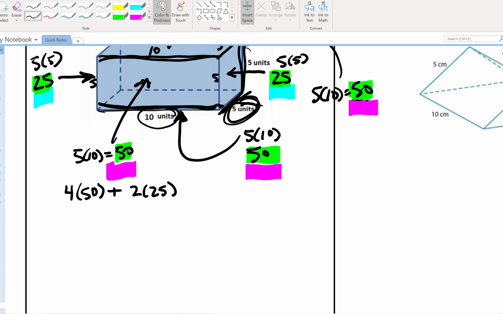Well, 4 times 50 would be 200, and 2 times 25 would be 50. And so the total surface area of this thing would be 250 square units.